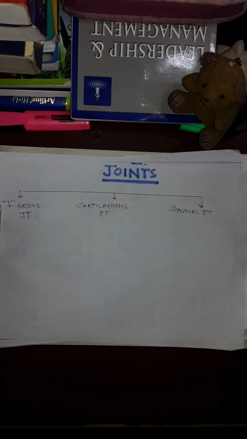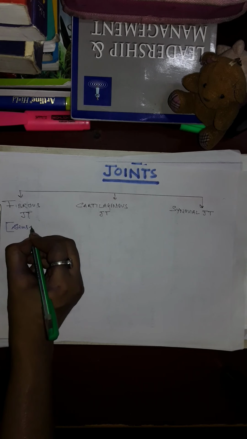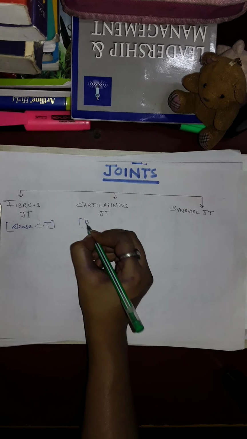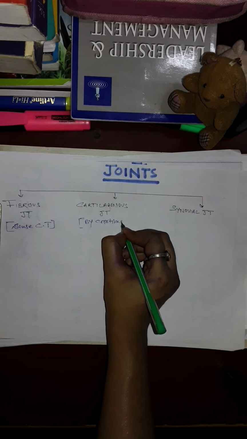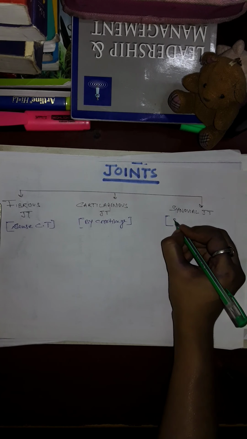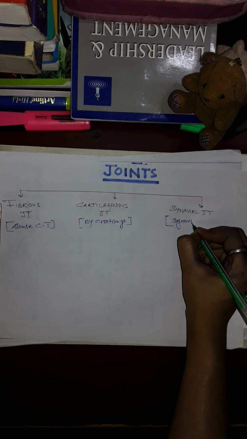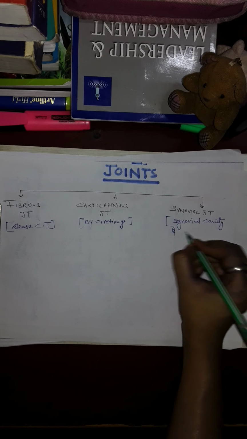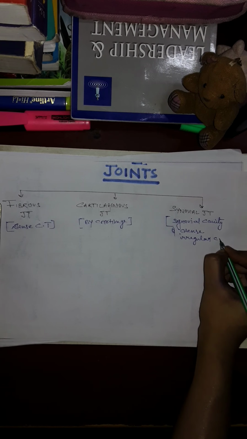So the fibrous joint is composed of dense connective tissue, and the cartilaginous joint is composed of cartilages. And the last one is synovial joint, which is composed of synovial cavity and dense irregular connective tissue.